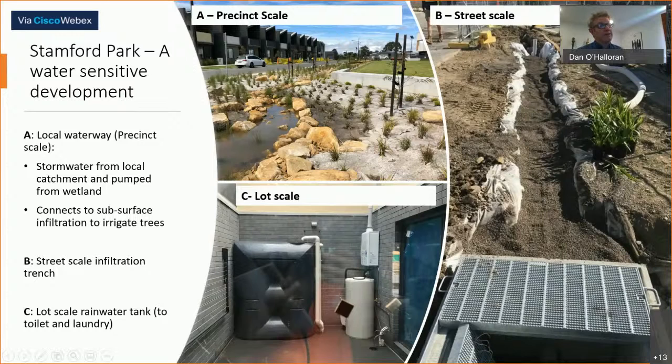On the street scale here under B, we have infiltration trenches. So these are installed in small triangular areas across the development. There'll be a park bench there, there'll be a tree, and that will be a lush green area for people to sit and relax. And if you look at C on the lot scale, there's our rainwater tank, very typical rainwater tank that's going to provide water to our laundry and our toilets.